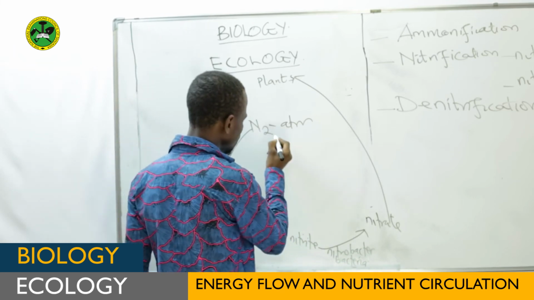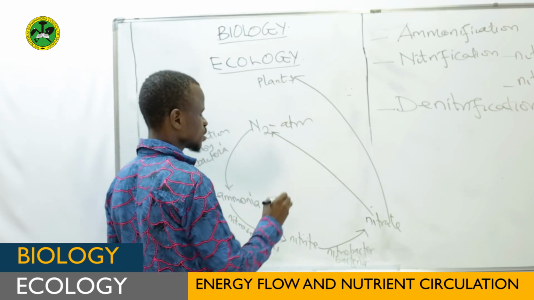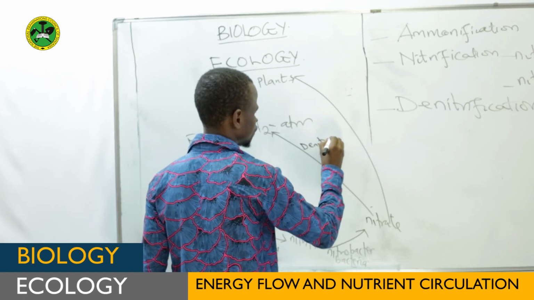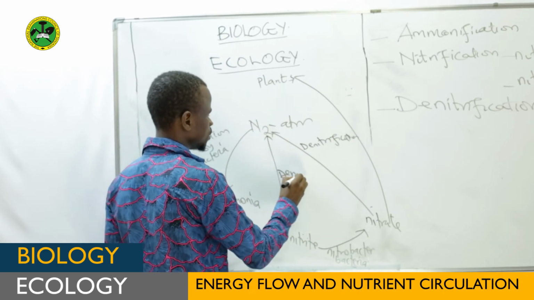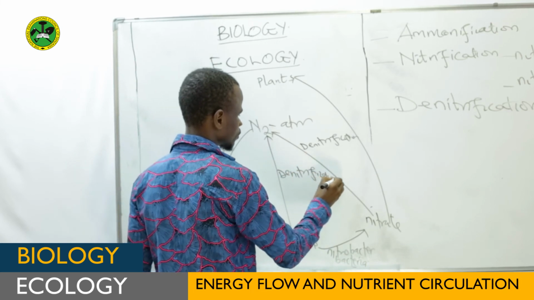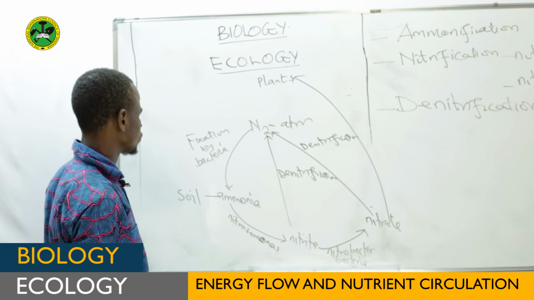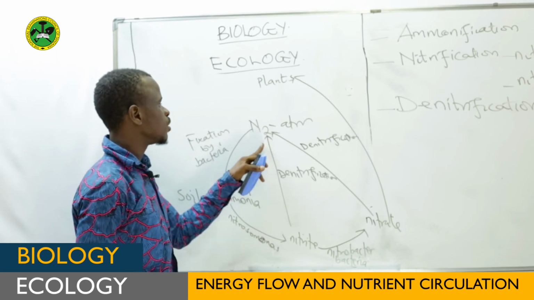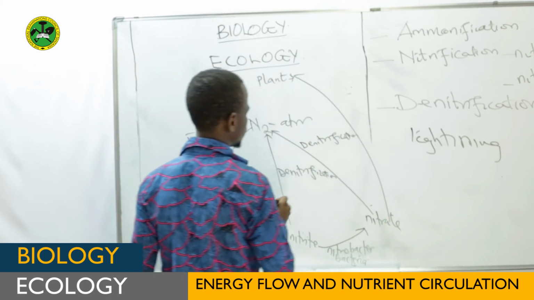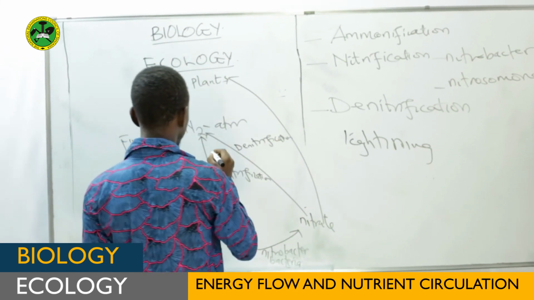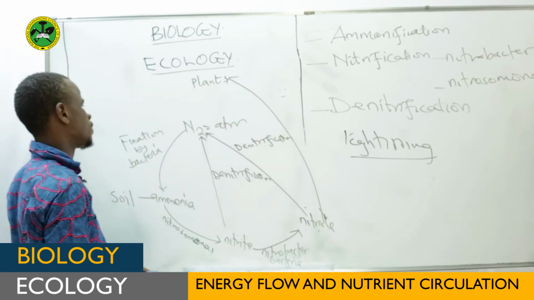This nitrate, my student, is also converted back to nitrogen gas by the process called denitrification. And here, denitrifying bacteria play the part. My student, nitrogen can also be fixed by lightning, which is a physical process, to nitrate. Therefore, this one to here by lightning.